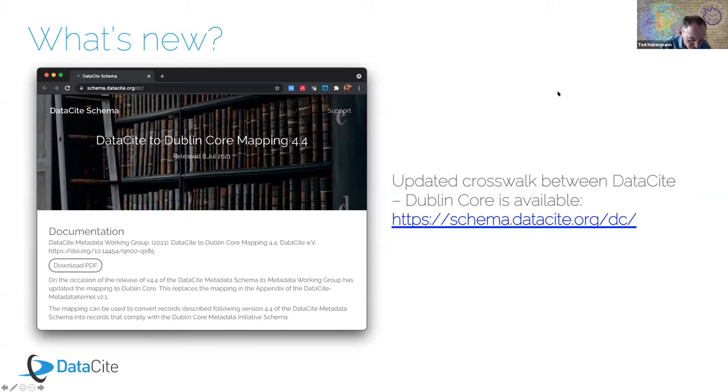One thing that the metadata working group announced in March, or maybe it was in May after the release of 4.4, is an updated crosswalk between DataCite and Dublin Core. The URL for that crosswalk is here. Everyone here is familiar with Dublin Core, another lightweight, mostly discovery-oriented metadata dialect.